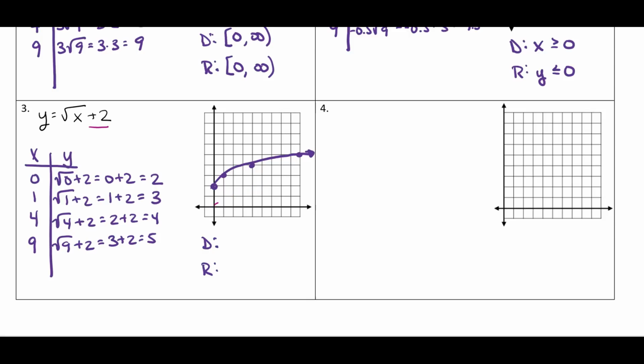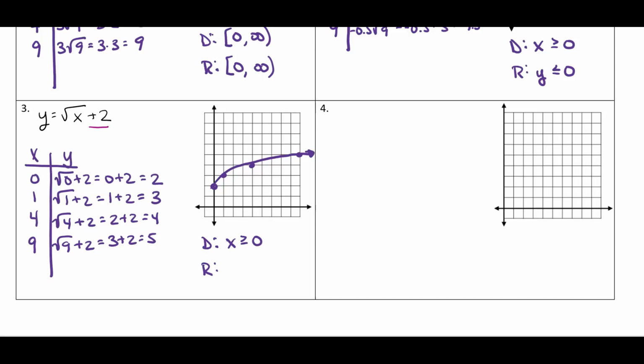Now, the domain doesn't change. Our domain is still going to be all real numbers greater than or equal to 0. And again, I don't care what notation you use. You can use set builder, interval, or algebraic. From here on out, I'm probably going to use mostly algebraic because we are looking at all real numbers and it's quick to write. But what did change is our range.